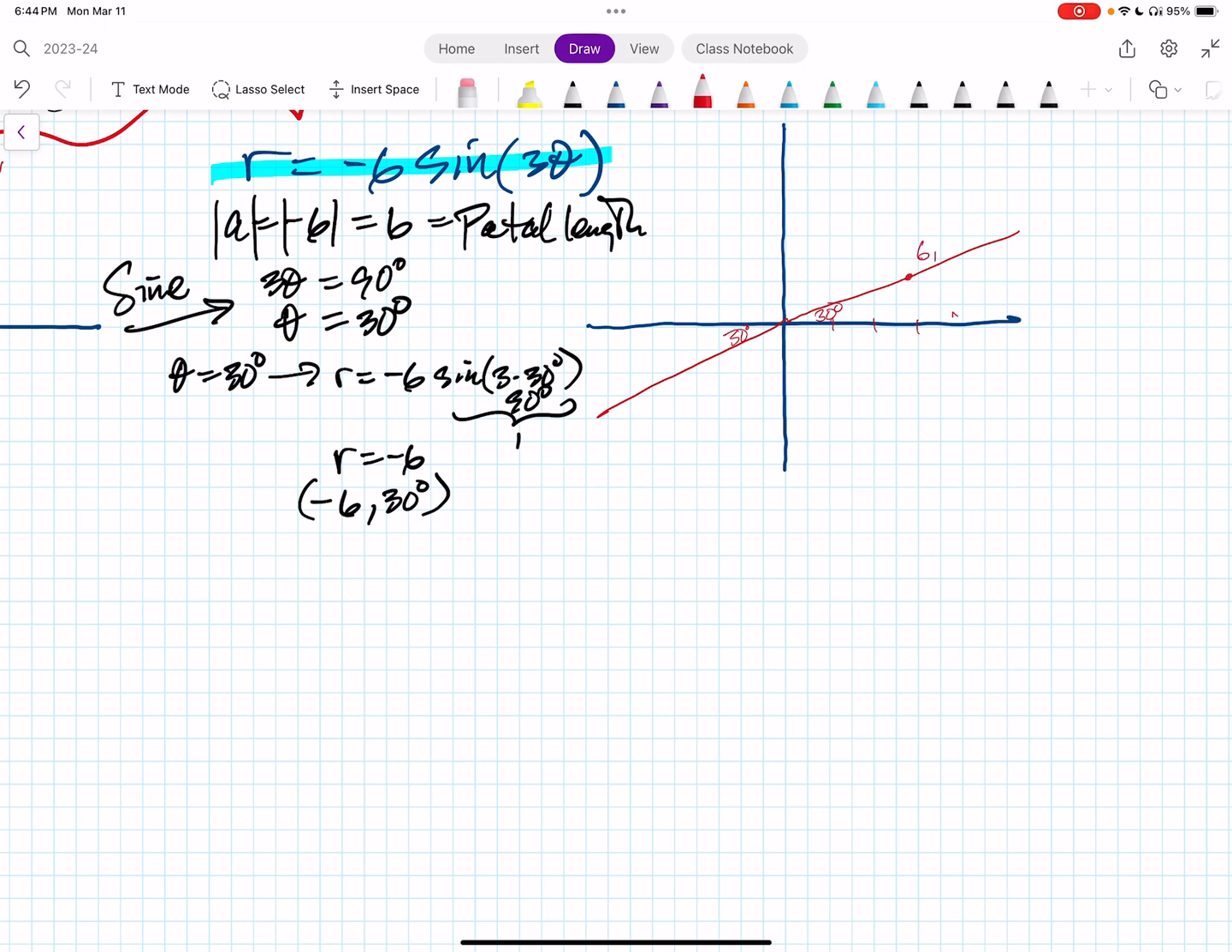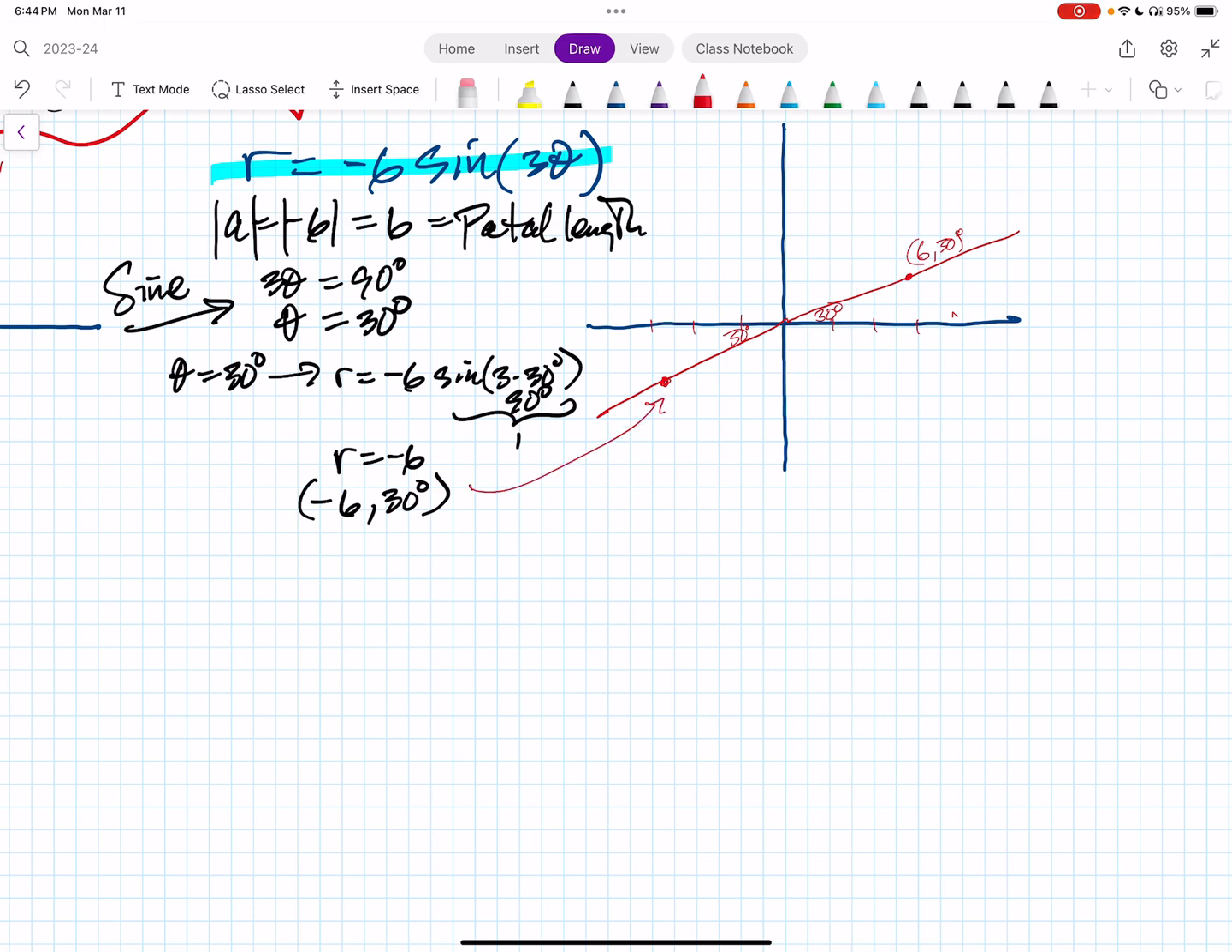This is 6 comma 30 degrees, but negative 6 comma 30 degrees is on the other side, the same distance away, because it's a reflection across the pole. So 2, 4, 6, probably right around here. So this is where that point, negative 6 comma 30, is.